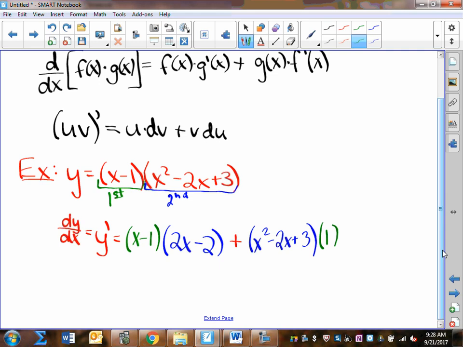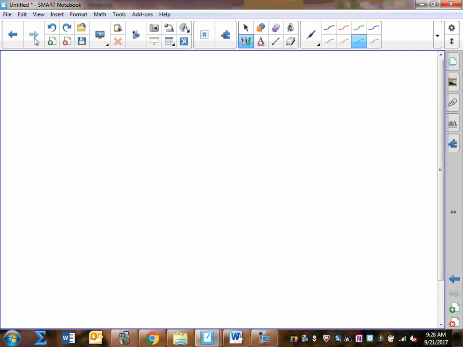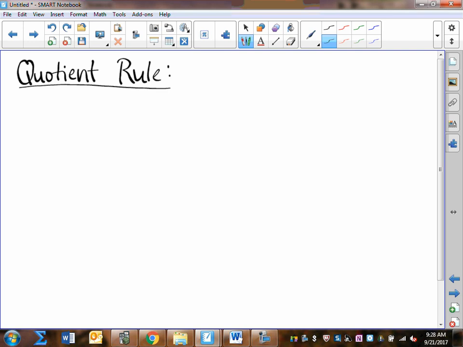Okay. Now let's take a look at the quotient rule. The more complicated ones, still not too bad, but you do have to commit some space in your memory to this. And quotient indicates what type of operator? Division. So we take the derivative of two functions being divided.